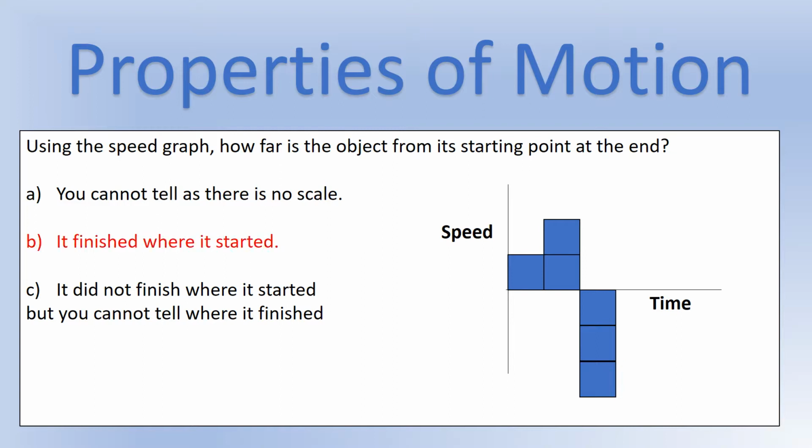All right, let's take a look. The correct answer here is it finishes where it starts. It doesn't matter what our units of speed and time are, we can see that there's an equal amount of area above the time axis as there is below. During the first 2 units of time, we've gone 3 sets of area in the positive direction. After that, we've gone 3 equal areas in the negative direction. Therefore, you end up exactly where you start.